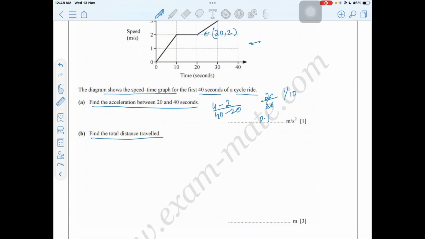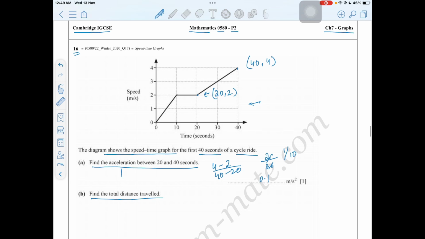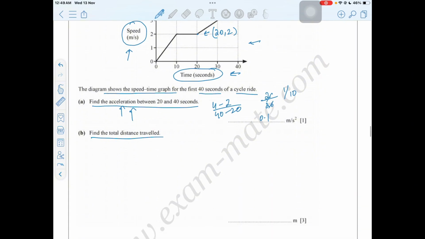Now we are required to find the distance traveled. We can calculate the acceleration by taking the gradient of a speed time graph. Please do make sure that you are being given a speed time graph, and the gradient of a speed time graph gives us the acceleration. For the total distance traveled, we can calculate the area under the graph, area under the line. Sorry.